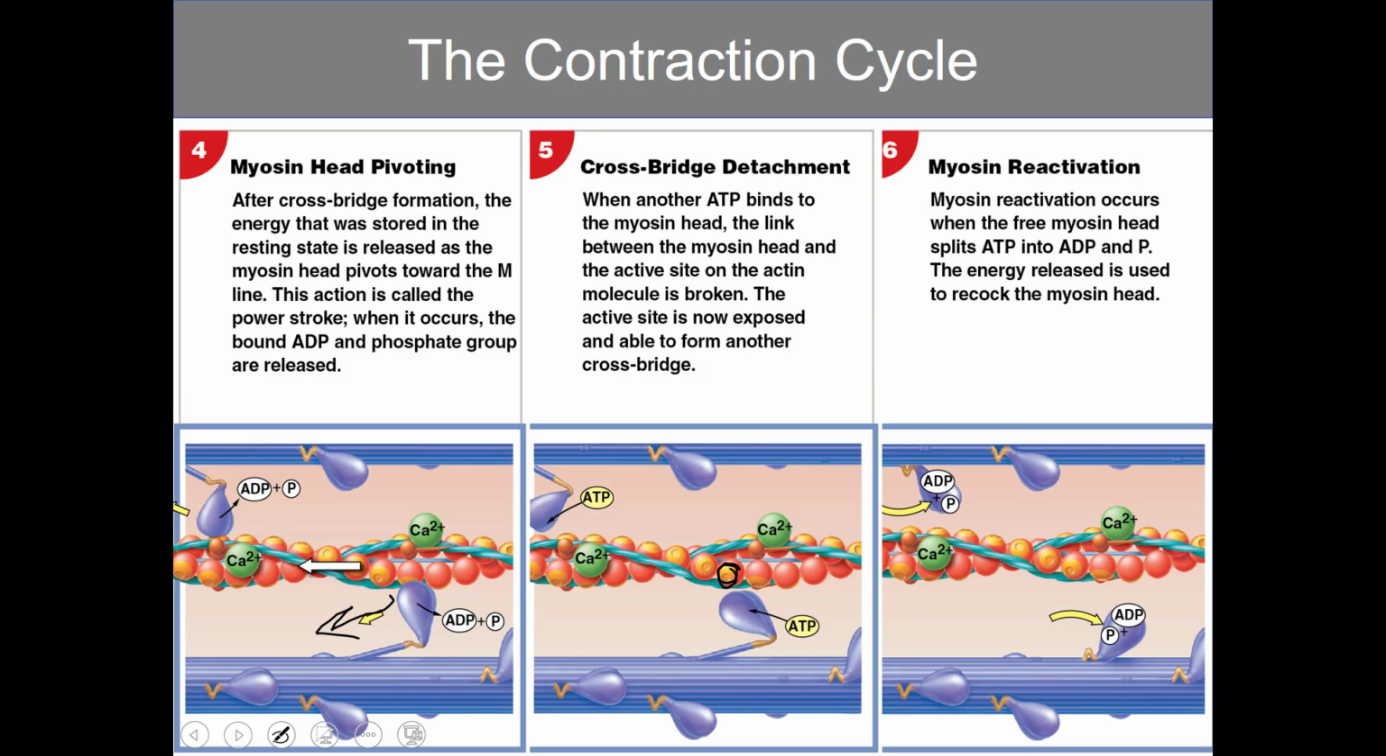In doing so, you get the formation of the power stroke, the pivoting or moving of that myosin head. And when the power stroke occurs, the bound ADP plus P, so ATP that was transformed to ADP plus inorganic phosphate, is going to be released, and we can see that happening right here.